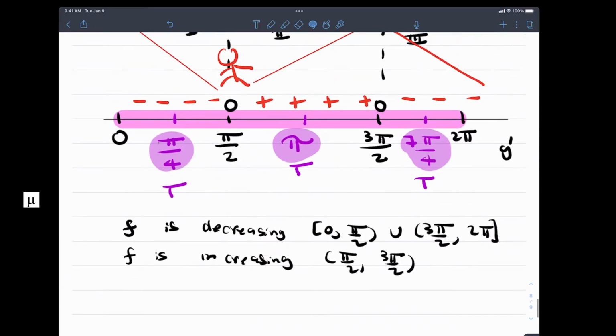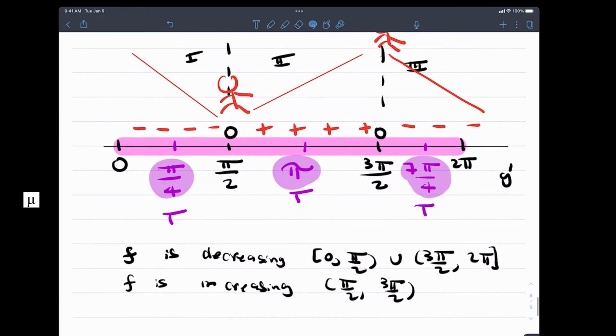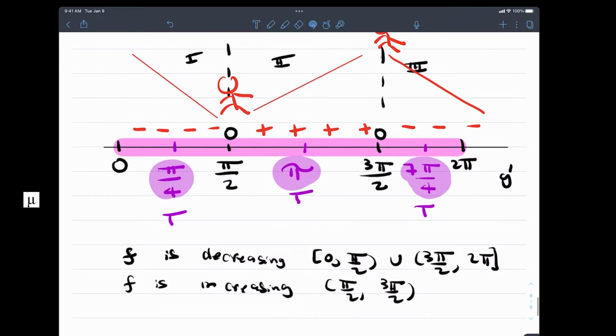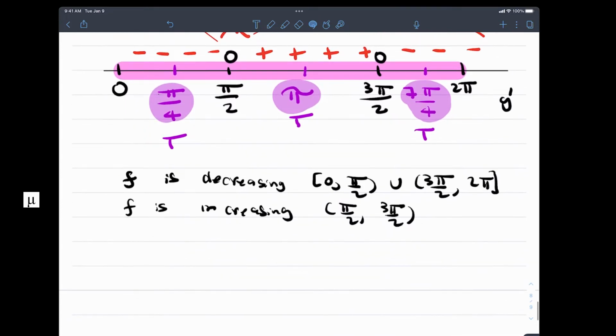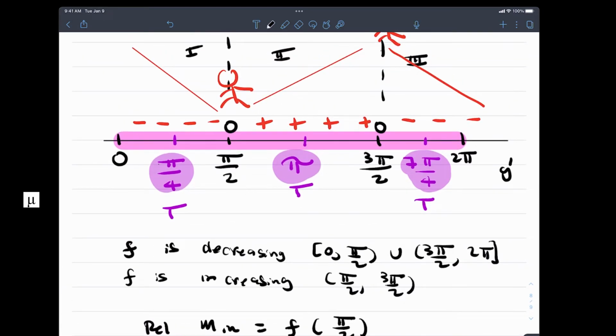Where are you standing at in a valley? All right, do you guys know? Yeah, at pi over 2. So relative min is the value of the function at pi over 2. Aren't you in a valley right in here? This is what I'm saying. That's a relative minimum value.